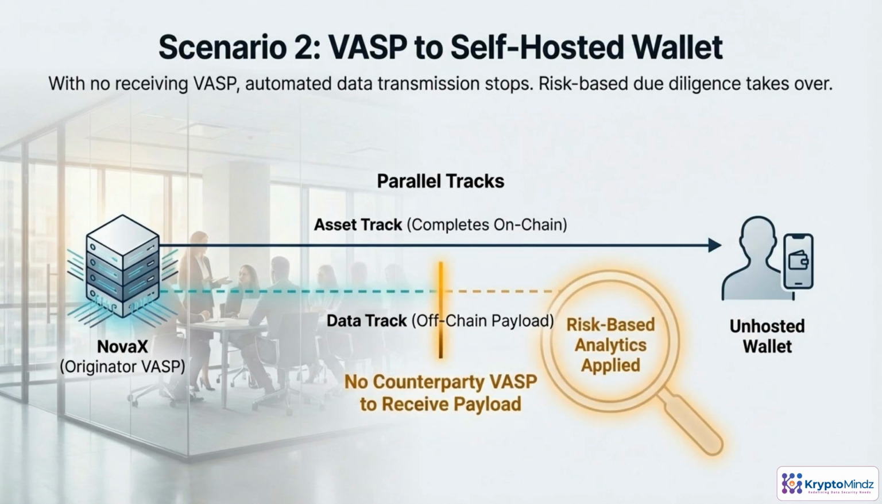Now we hit the travel rule's main limit. NovaX still sends the coins on-chain, but there's no receiving VASP to accept travel rule data. Instead of messaging another institution, NovaX switches to a risk-based approach: blockchain analytics, wallet risk scoring, sanctions checks, and customer profiling. Transfers to self-hosted wallets become more of a judgment call, guided by risk rather than a pure technical messaging requirement.